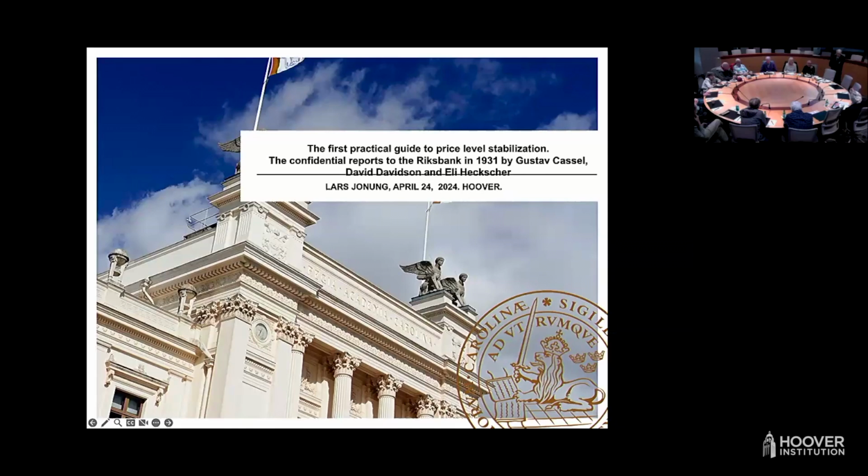Taylor, John. So I have a question about your title. It's called The First Practical Guide to Price Level Stabilization. I haven't heard a practical guide. What are you proposing? What's the second? I don't know. Is it just a 2% target, 0%, 1%? What do you do? Well, they suggested that the price level should be 0. And then they discussed how the Riksbank can carry out this policy. Which are the instruments? Which are the issues they should deal with? How should the legislation be adjusted to price level stabilization? Which should be the base period?